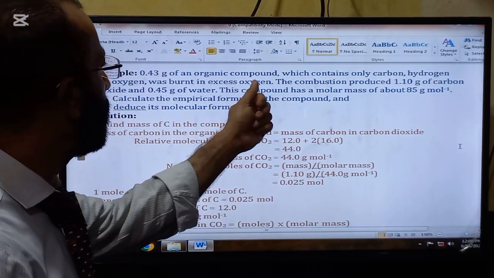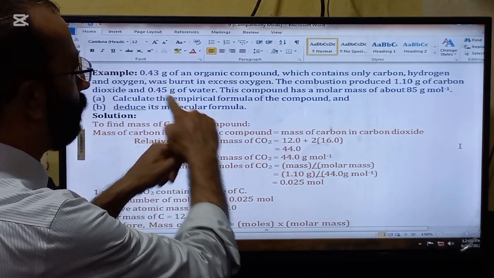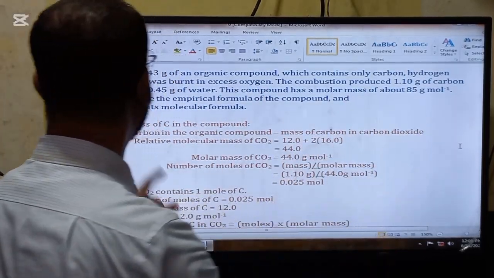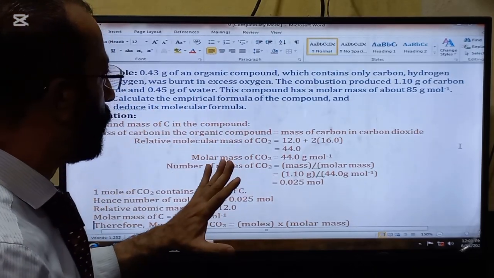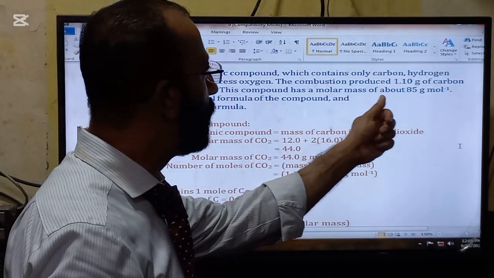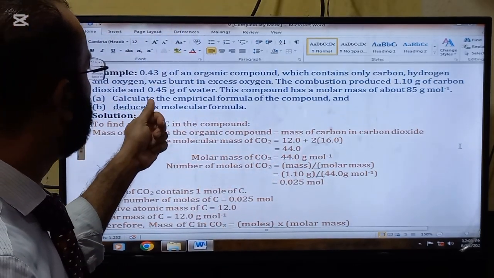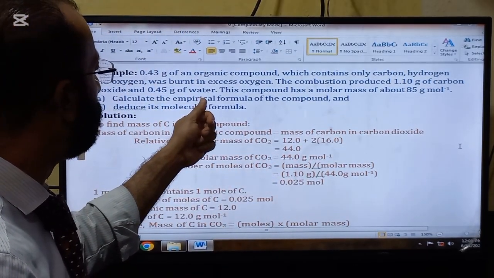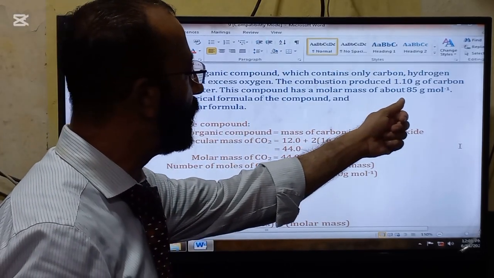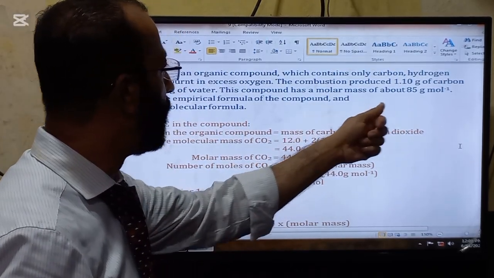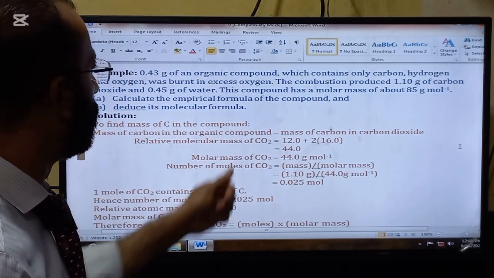0.43 grams of the organic compound. So this is the organic compound whose mass is given, which contains only carbon, hydrogen and oxygen, was burnt in excess oxygen. The combustion produced 1.10 grams of carbon dioxide and 0.45 grams of water. This compound has a molar mass of about 85. So molar mass is given. Calculate the empirical formula. Second part is molecular formula.